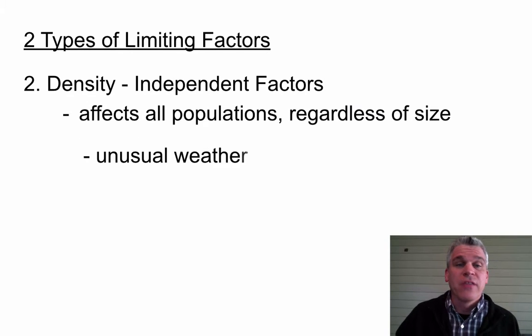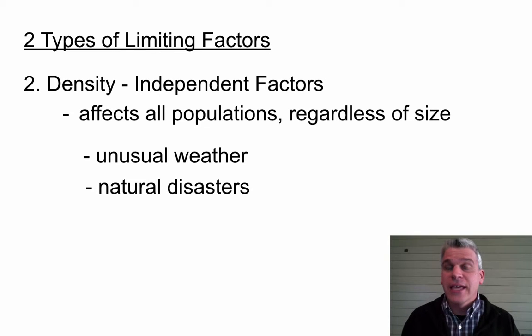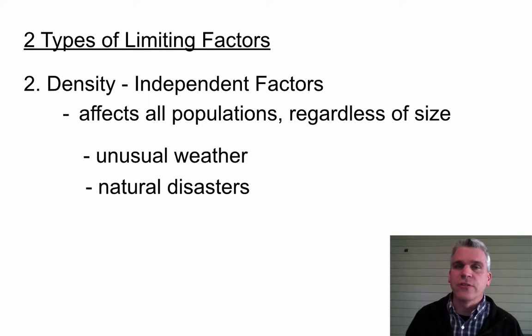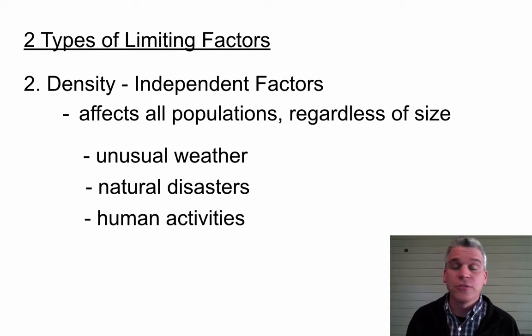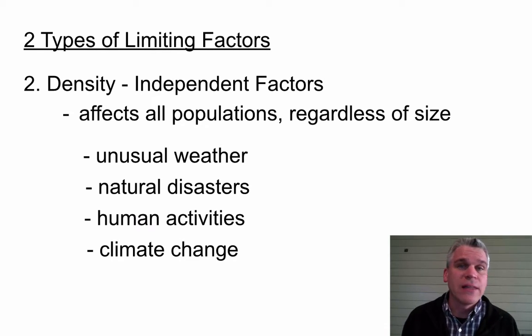So for example, there can be some unusual weather. Hurricanes, for instance, that might kill some individuals. If it's a small population, it might even get rid of that whole population. Natural disasters, things like earthquakes and forest fires certainly will affect the population of an area. Human activities, when humans come in and we start building homes in areas that were natural habitats for some animals, their populations might start to decline because of that. And we're now beginning to see how climate change is starting to affect populations as well, that as the climate changes, they simply can't survive in those new conditions.